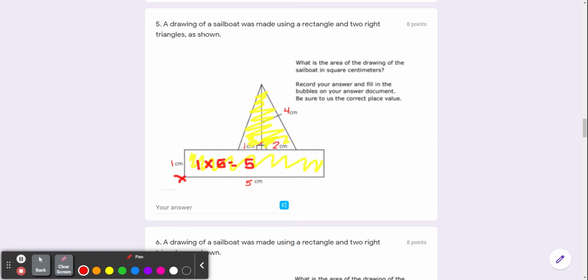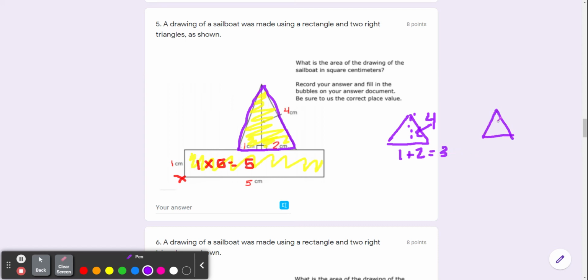Now this one up here, I'm going to redraw this triangle because it's got a lot going on. It says that it has a height of 4. And then the bottom has a 1 and a 2. So all I'm going to do is add those together. That means my base is 3. So my triangle has a height of 4 and my base is 3.